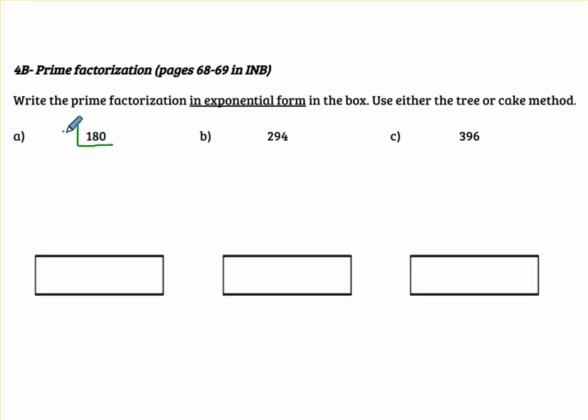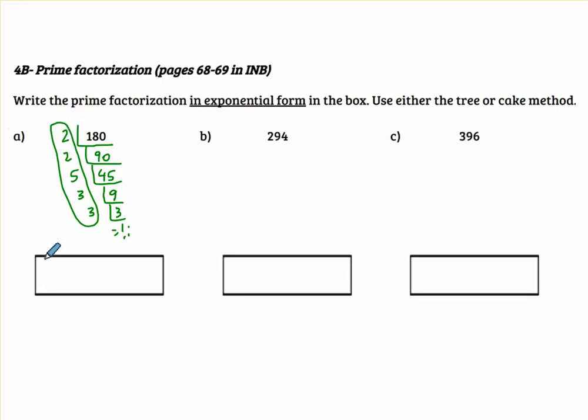So I know that 2 goes into 180 since it's even, and it goes 90 times. And then 2 goes into 90 again, 45 times. And 5 will go into 45 9 times. And 3 goes into 9 3 times. And I keep on going until I get my candle. Okay, so these numbers here are my prime factors.